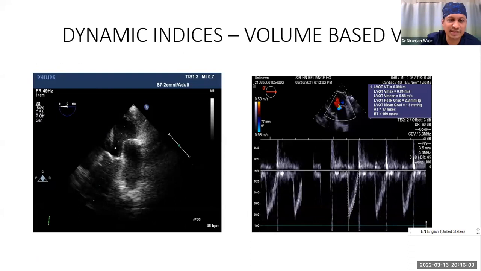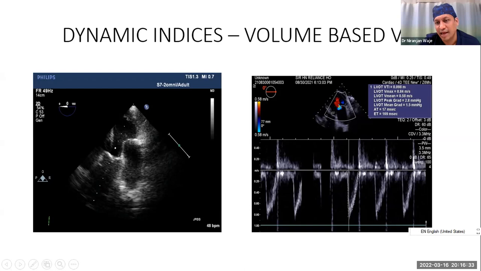As you are seeing on the left-hand side, you see the deep transgastric view. This is the LV here, this is the mitral valve, and this is the LA. So LV inflow is this, and LV outflow is this, and this is the aortic valve. So left ventricle, aortic valve, LVOT, and aorta. This view is selected because the flow across the LVOT is exactly parallel to this cursor for accuracy. You put the cursor here, you put a pulse wave Doppler, and you get a VTI, velocity time integral, as I had spoken to you earlier about.